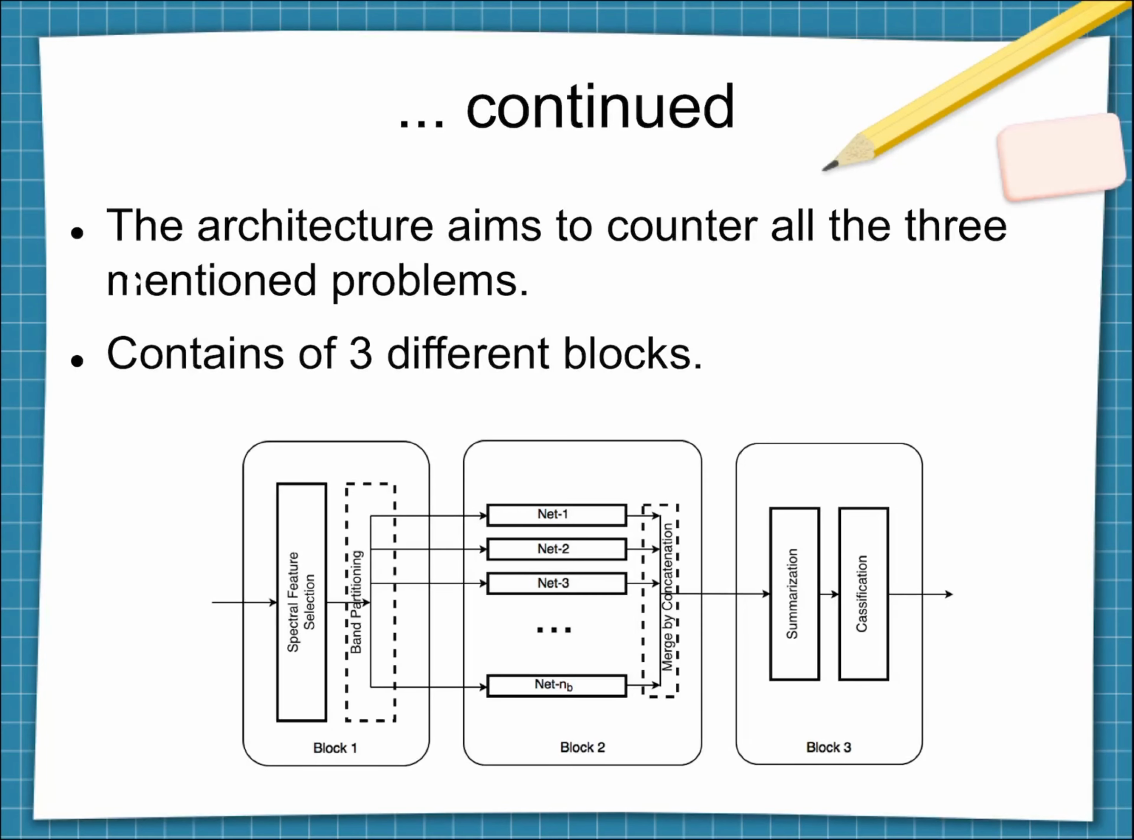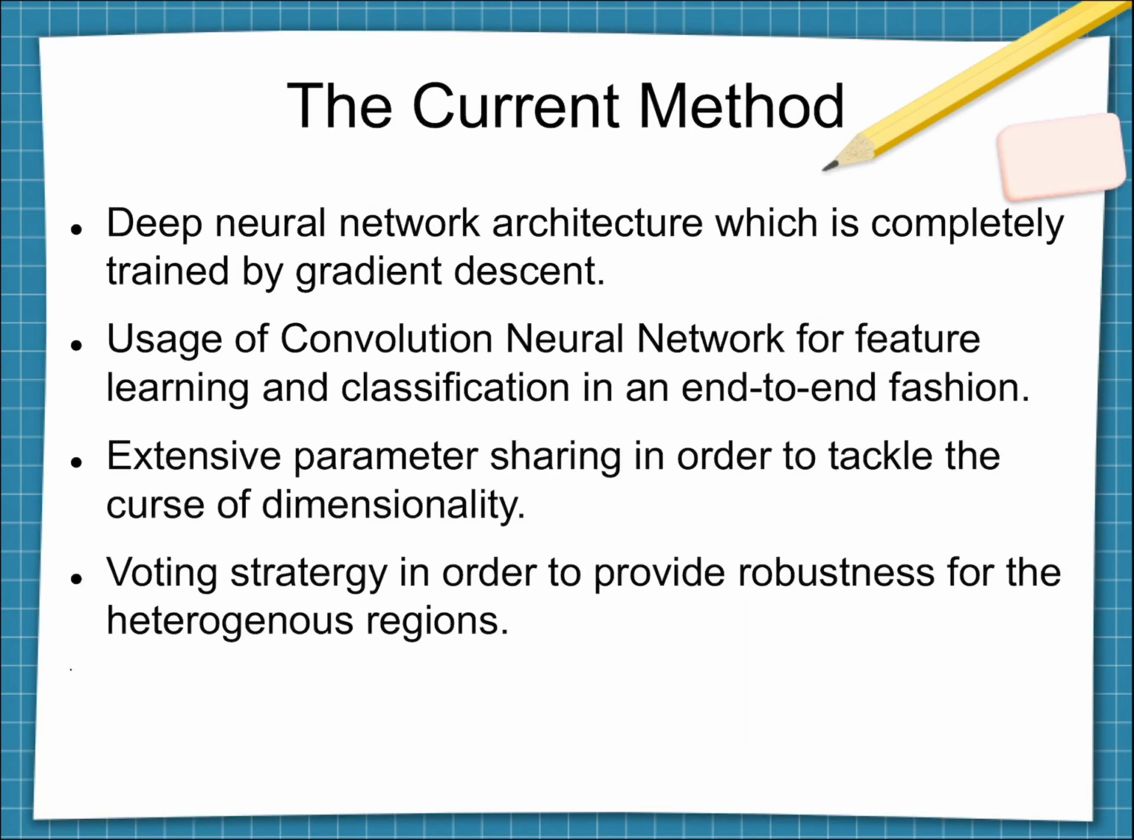In block 3, the results are summarized in order to form a high-level representation of the input. The input is then classified by logistic regression. The extensive usage of CNN and sharing of parameters helps in keeping the parameter budget in check, which helps in avoiding overfitting and other problems. Band-specific representation learning and fusion via concatenation makes the network discriminative towards spectral locality.